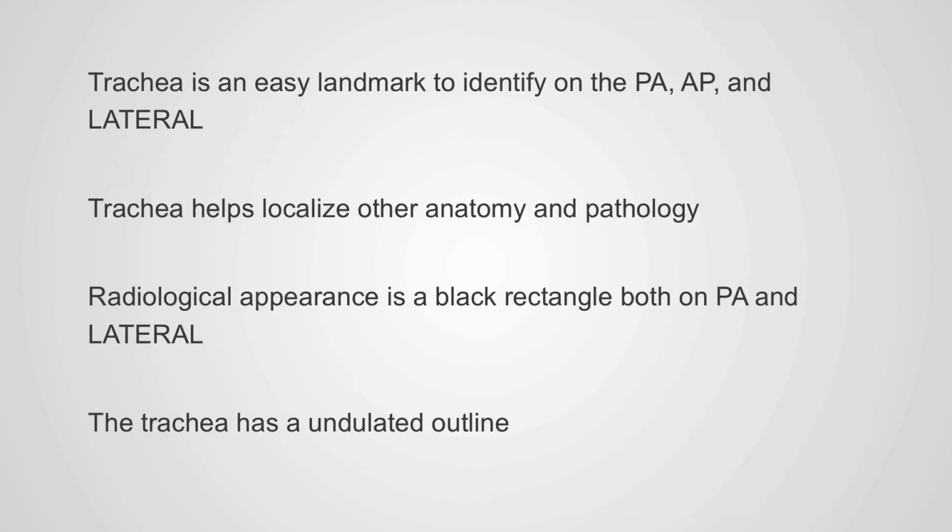So in summary, the trachea is an easy landmark to identify on the PA, the AP, and lateral X-rays. The trachea helps localize other anatomy and pathology. The radiological appearance is a black rectangle both on PA and lateral, and the trachea has an undulated outline.